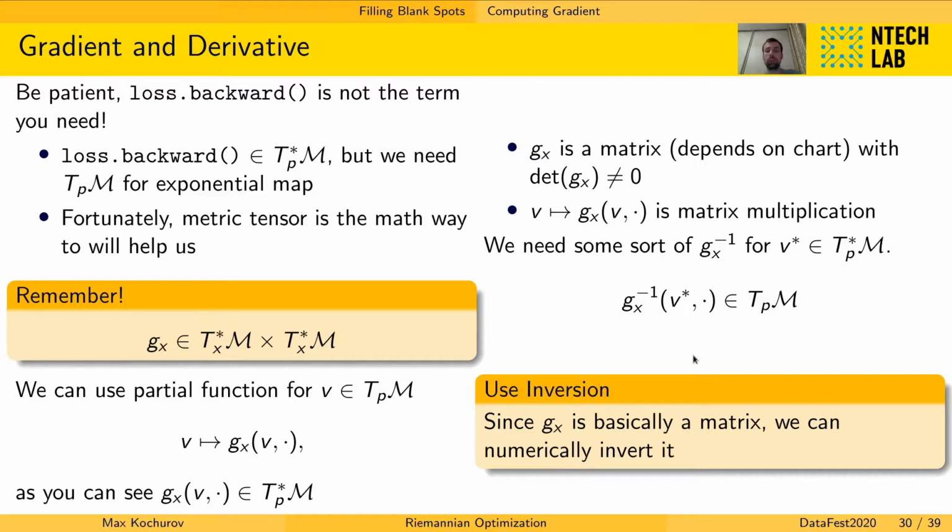This all will not be required whenever our metric tensor is just the identity matrix, because its inverse is the same matrix and it does nothing. That's why in Euclidean space you don't even think about this math.